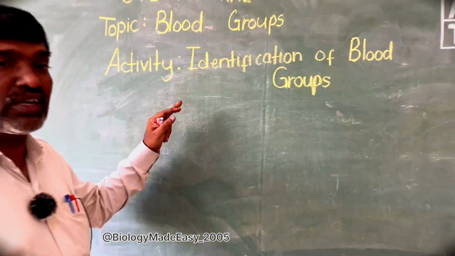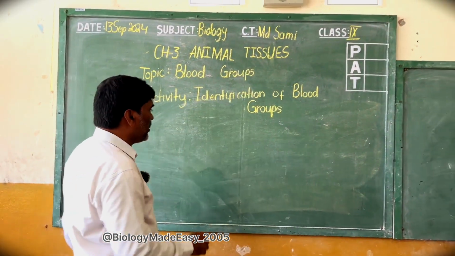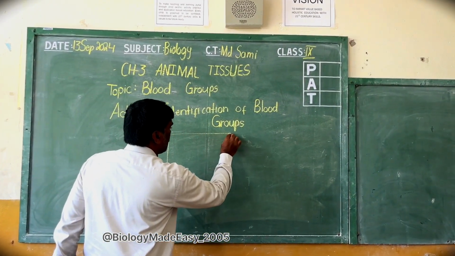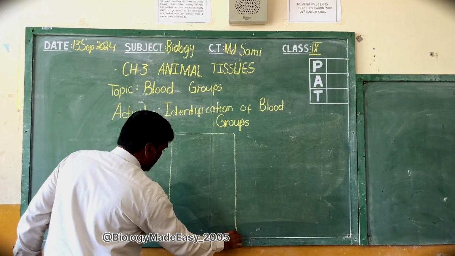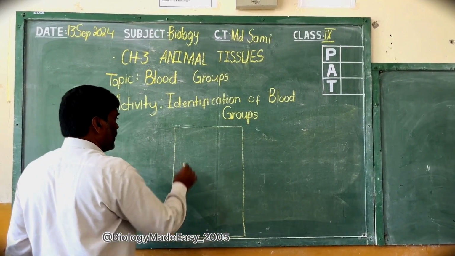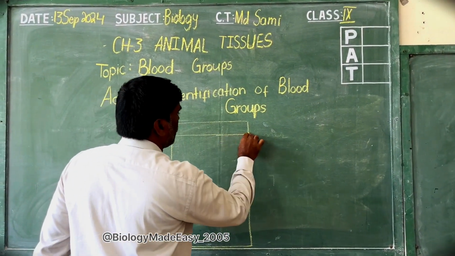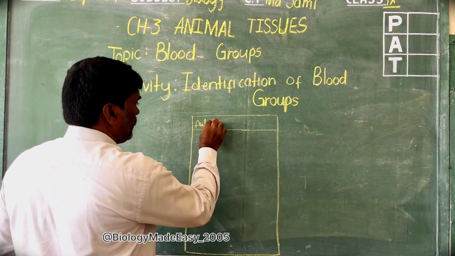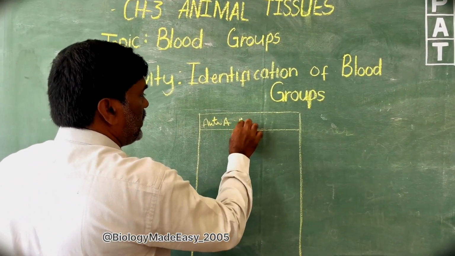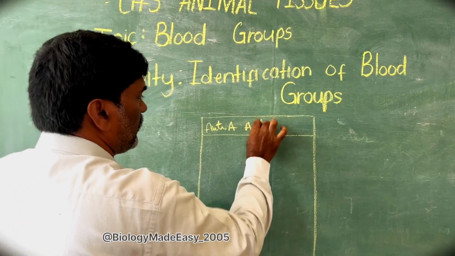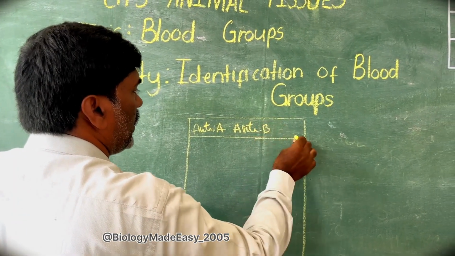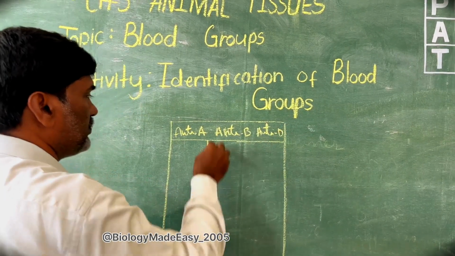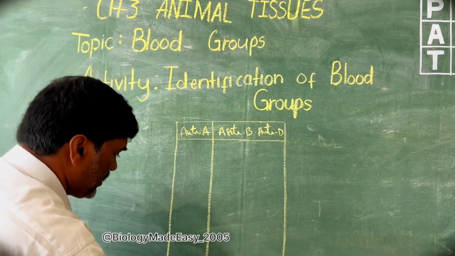How to identify our blood group? First you observe the table. From this table we can understand which group is positive and which group is negative. Okay, so we have anti-A, anti-B and anti-D. These are the 3 substances we have.